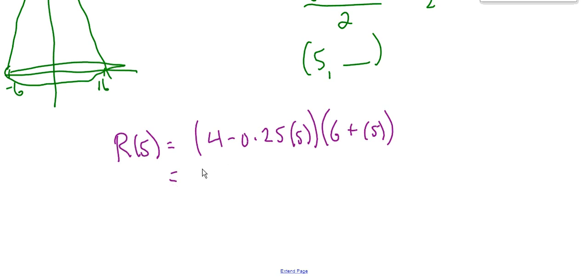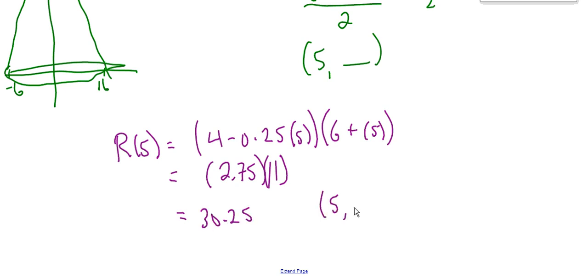So now I'm just going to do this math. So 4 minus 0.25 times 5, that gives me 2.75. And here, that gives me 11. Oops. Sorry. So this is 11. And then if I multiply them together, I have 30.25. So that tells me that my vertex is here.